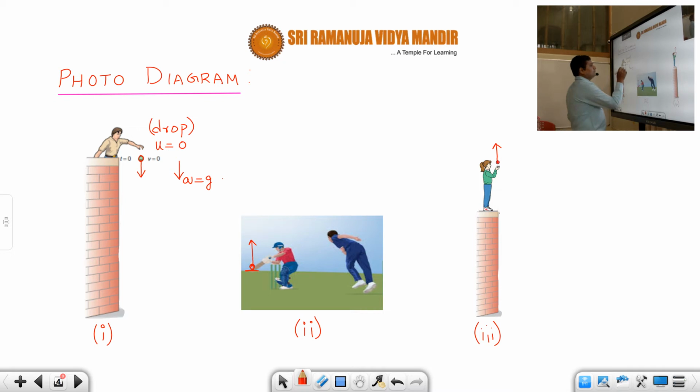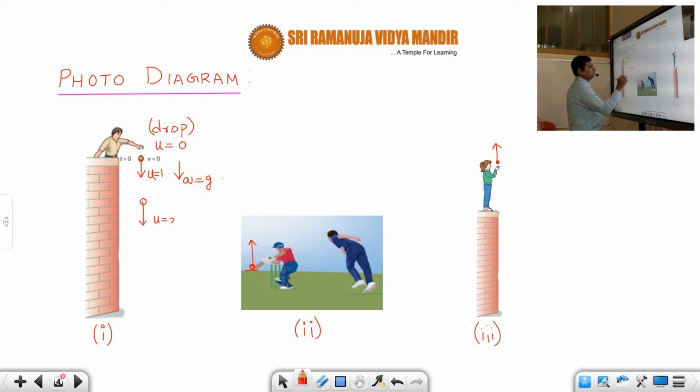Here the initial velocity is 0, but after some time the ball will move downwards, maybe let us say 1 meter per second. So here you can see, students, the velocity direction and acceleration are in the same direction. So what will happen? Will the speed increase or decrease? If the directions of the acceleration and velocity are the same, the speed will increase. So after some time, the speed will increase like this.